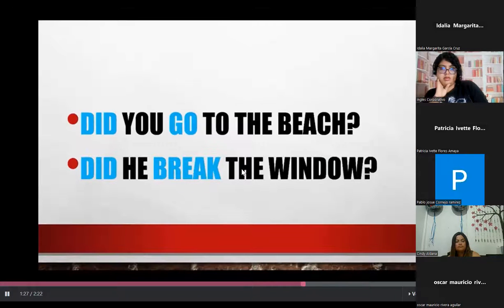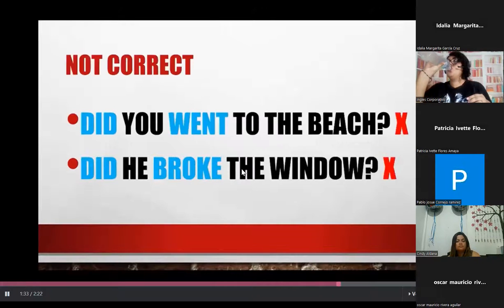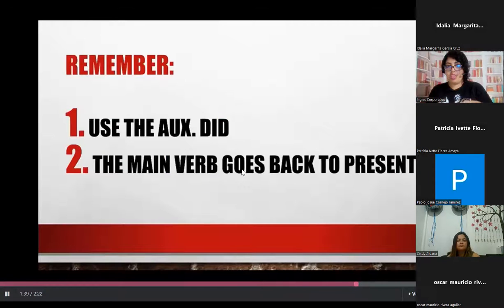In each question, the verb is used in simple present because we use did. It is not correct to say, did you went to the beach? Did he broke the window? So remember, every time you ask a question in simple past, you need to use the auxiliary did, and the main verb goes back to present.